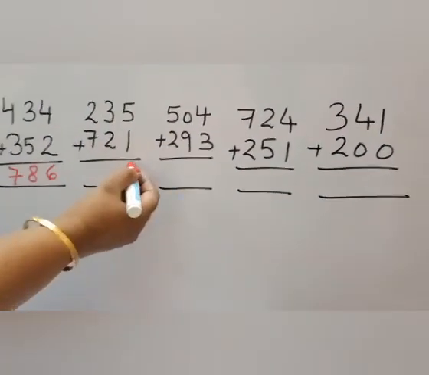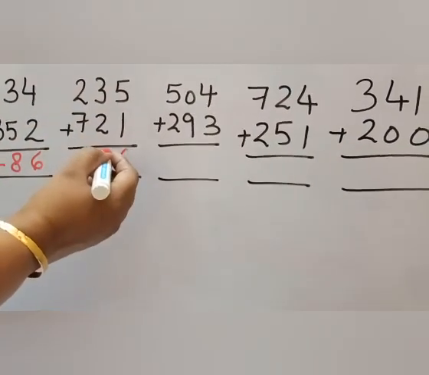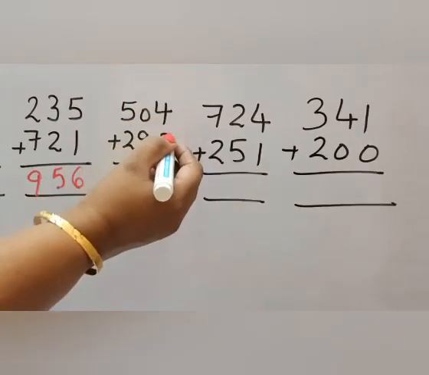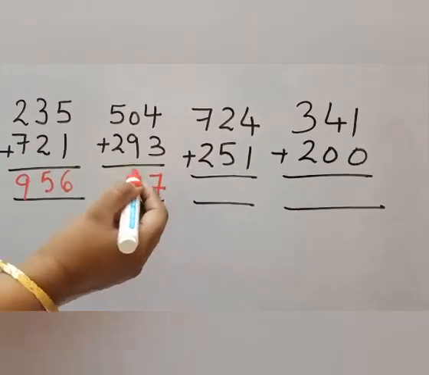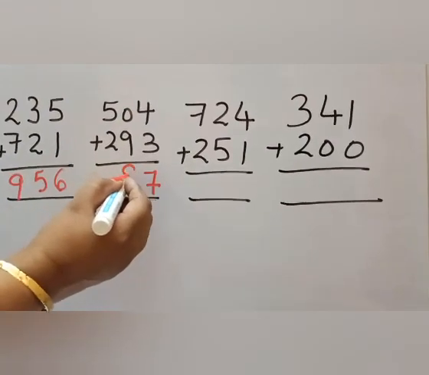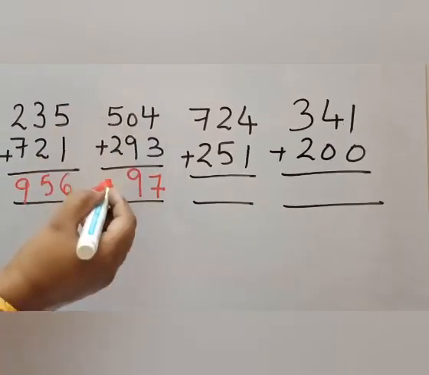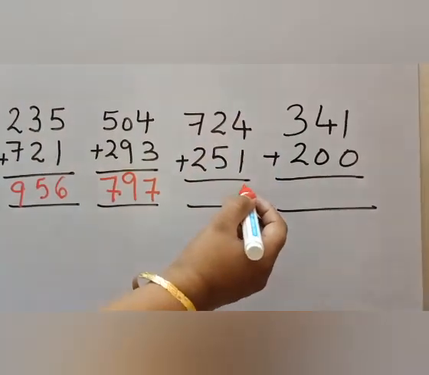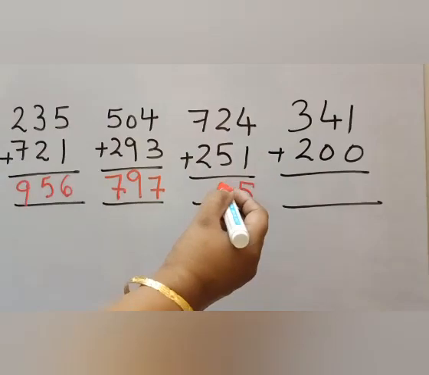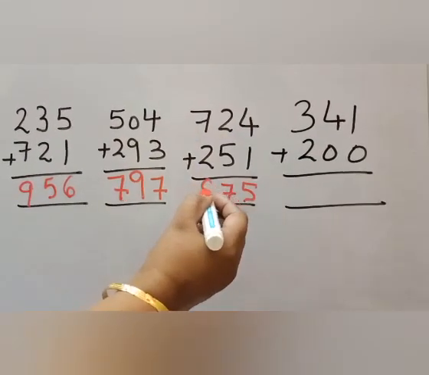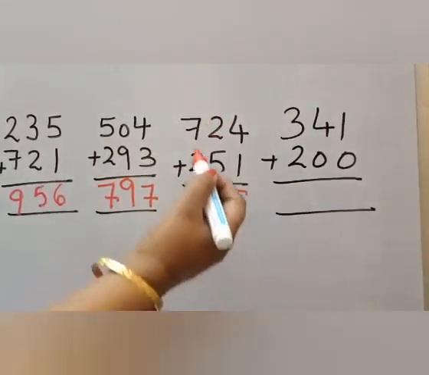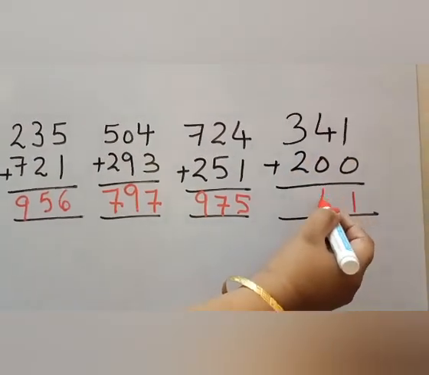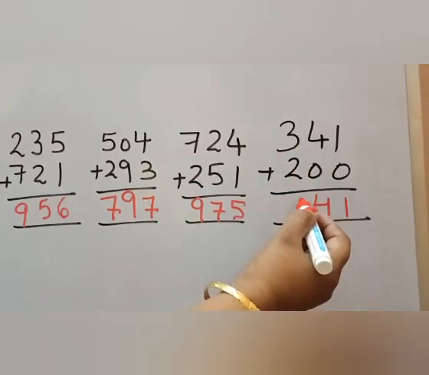5 plus 1 is 6. 3 plus 2 is 5. 2 plus 7 is 9. 4 plus 3, 7. Add 9 with 0, the answer is 9. Add 2 with 5, the answer is 7. Next sum, 4 plus 1, 5. 2 plus 5, 7. 7 plus 2, 9. Write in the alignment. 1 plus 0, 1. 4 plus 0, 4. 3 plus 2 is 5.